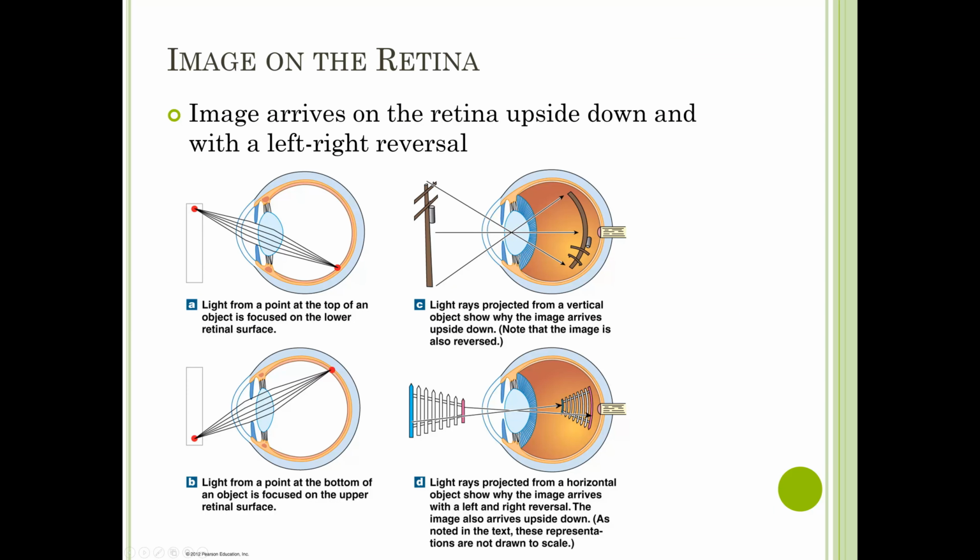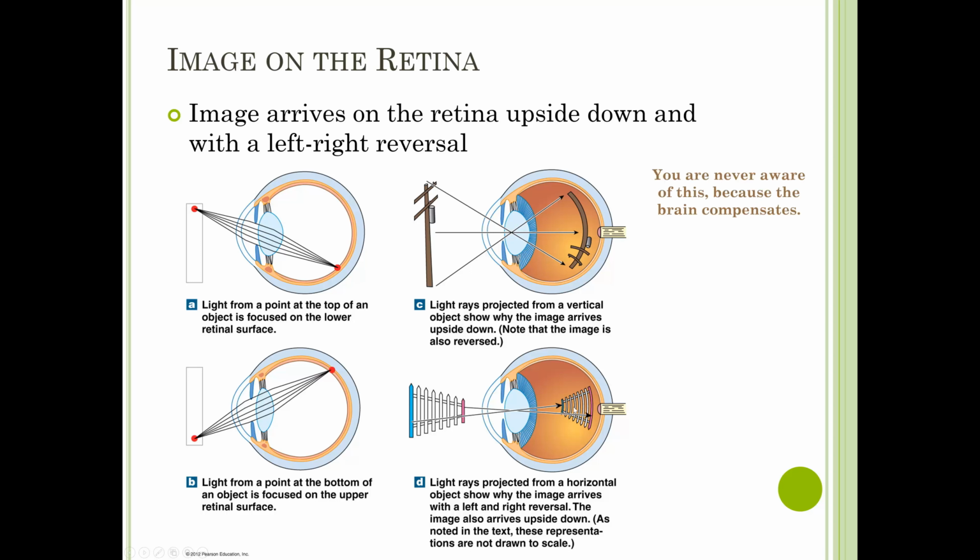Also note that when the image arrives on the retina, it is upside down and the left and right are reversed. So for example, if you're looking at something high up on your wall, that is actually going to hit the bottom of your retina, and vice versa. A point low on your wall will hit the top of your retina. And then left and right are reversed as well. Like if you see the blue fence post here, if it's on the left of your vision, it'll turn out on the right side of your retina, and vice versa.